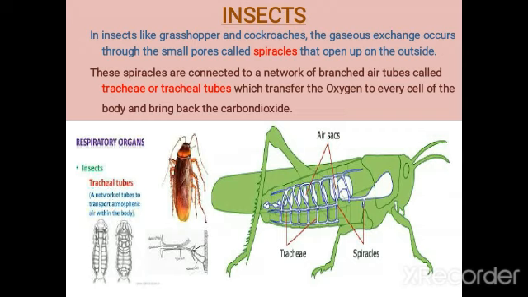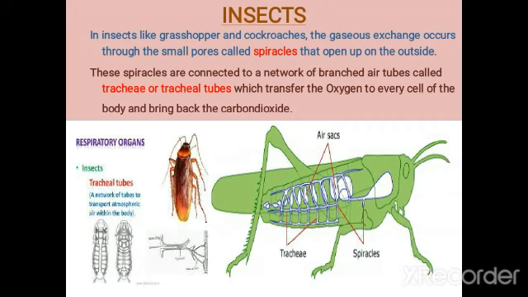Now, look at the insects. Right? Insects like grasshoppers, cockroaches and so on, how do these breathe? They do not have a very specialized respiratory system like ours. They do not have so many organs. The respiratory system is there, but it is very simplified. It consists of small pores like our nostrils called spiracles, which open up from the body on the outside. These spiracles are linked to various tubes called tracheal tubes or tracheae.